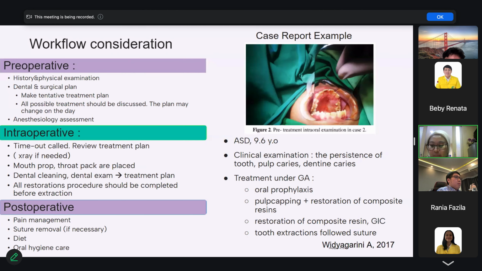So in planning the dental treatment under DGA, you need to plan carefully from the pre-operative through the post-operative stage. You need to work together with the anesthesiologist, the pediatrician, the radiologist, and also the lab technician. And a comprehensive dental treatment could be done under GA.